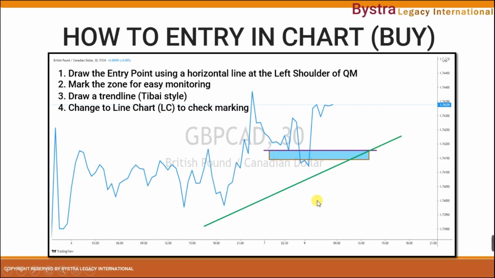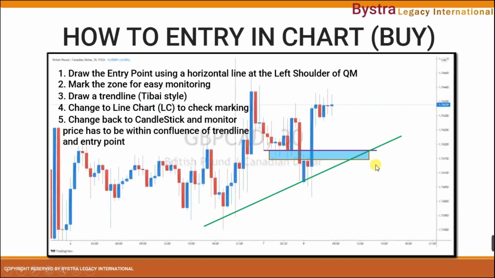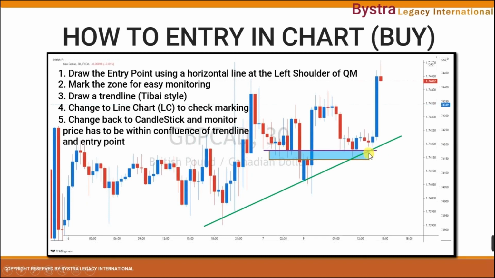Okay, so fifth, we change back to candlestick and monitor the price. Like I said earlier, we have to monitor that the price has to be within the confluence of the trend line and the entry point. So now let's have a look. There we go, you see. The price is within the confluence of the trend line. At the same time, it is the same area as our entry point, and price reacted at this QMC and continued to go up.